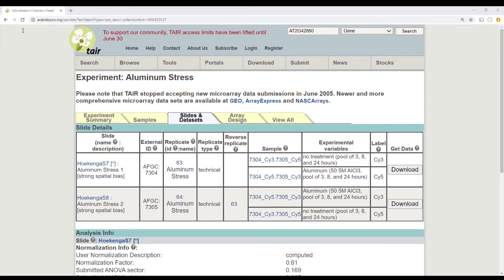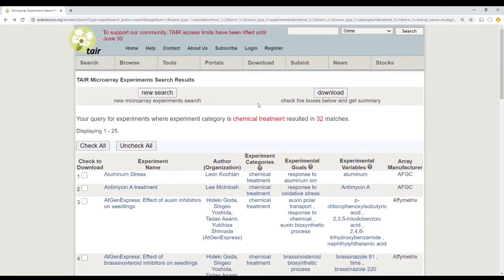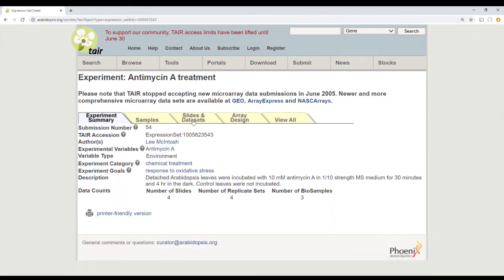you can look at what genes have been implicated as being expressed or, well, not expressed in the presence of aluminum. I'm going to close this. I'm going to go to a different data set for a different organism, or sorry, for a different treatment. This next one was Antimycin A treatment. I remember I looked at this data set.